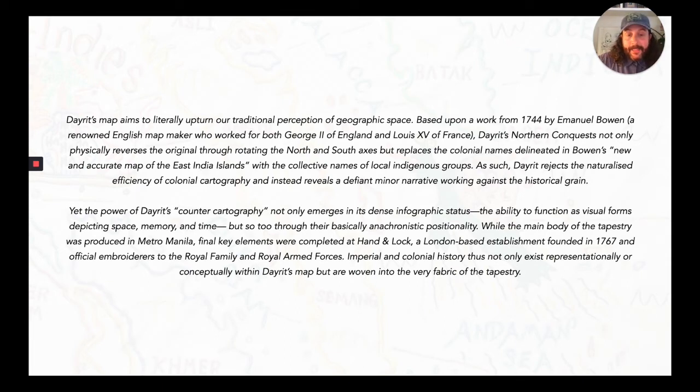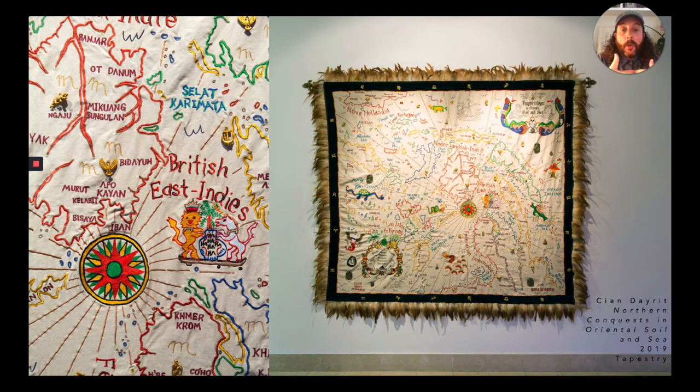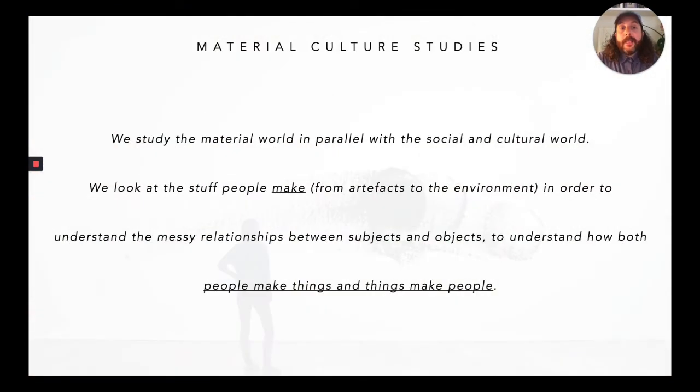So what was key here was the fact that imperial and colonial history don't only exist representationally within Dairit's map, but are woven into the fabric of the tapestry. So this material form itself can start to construct, not only tell us things, but construct things. So the importance of images like this is not simply that I'm narrating and talking about my interlocutors themselves, but seeing how our interlocutors are doing that themselves. So this is Cian talking about complex ideas through material form. This material form is doing something, it's saying something, and it's enacting something, in its very artifactual form itself.